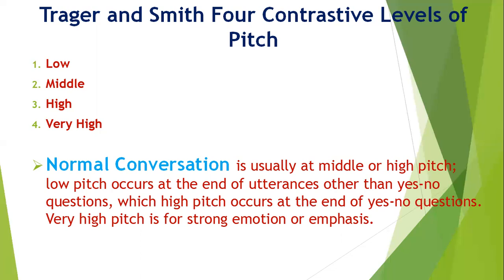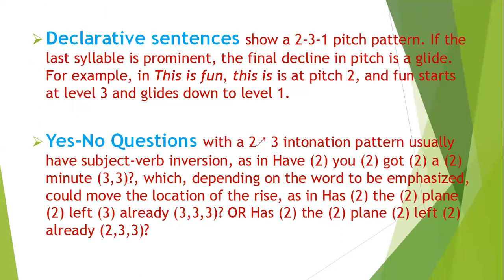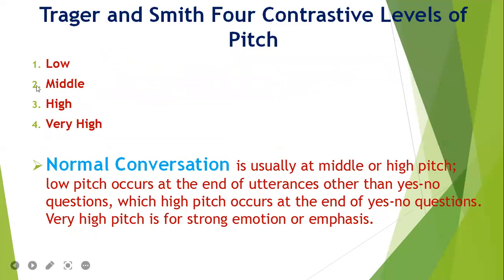And then we have declarative sentences. Declarative sentences show a 2-3-1 pitch pattern. If the last syllable is prominent, the final decline in pitch is a glide. For example, in the sentence "This is fun," "this is" is at pitch 2, and "fun" starts at level 3 and glides down to level 1. So 2-3-1. This is your 1-2-3-4. So that's what it means.